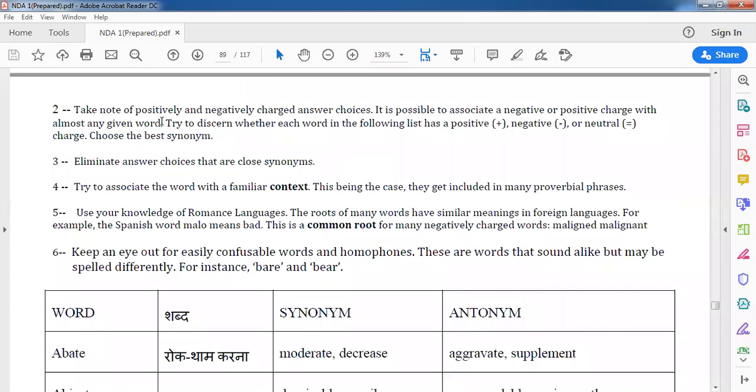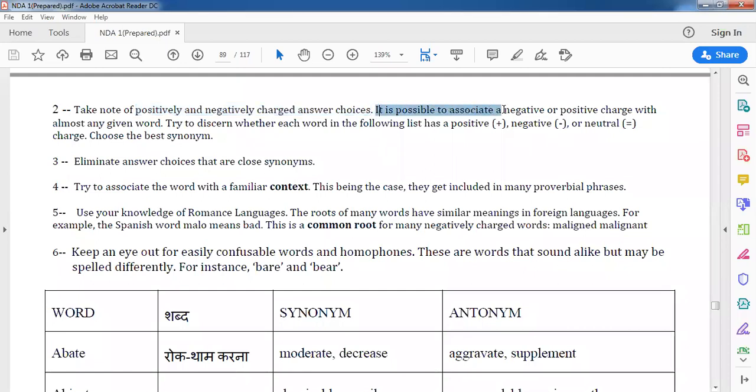Next, take note of positively or negatively charged answer choices. Out of the choices given to you, there is every possibility that one or few of the choices may belong to the positive side, the other one or two choices may belong to the negative side. There is every possibility some one or the other choice may belong to a neutral kind of a side, neither positive nor negative. So what do we do with that? We need to find out these positive, negative or neutral kind of choices.